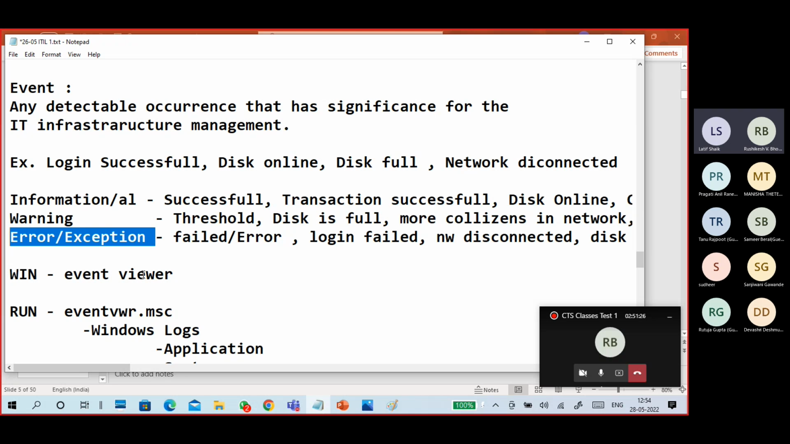Errors are usually failed events or error events. Login failure, disconnected, full. Disk is full means you can't put any data inside. This disk is full, that is about to be full.